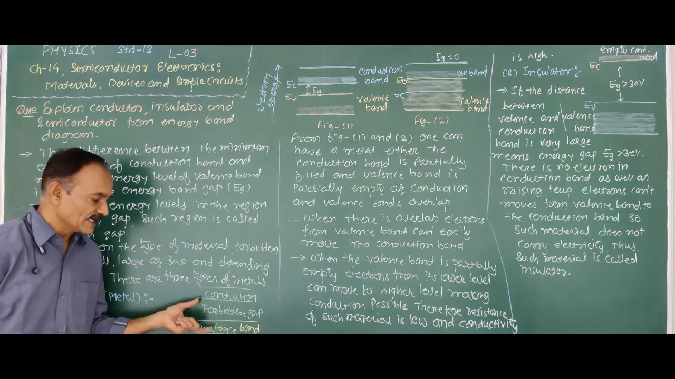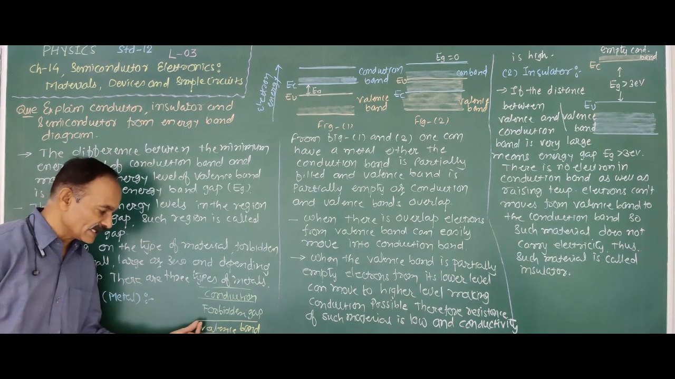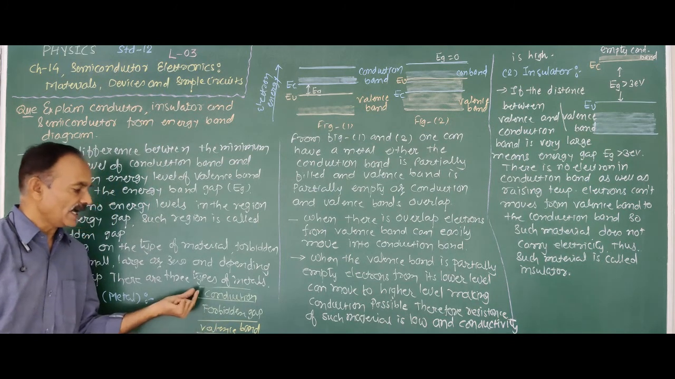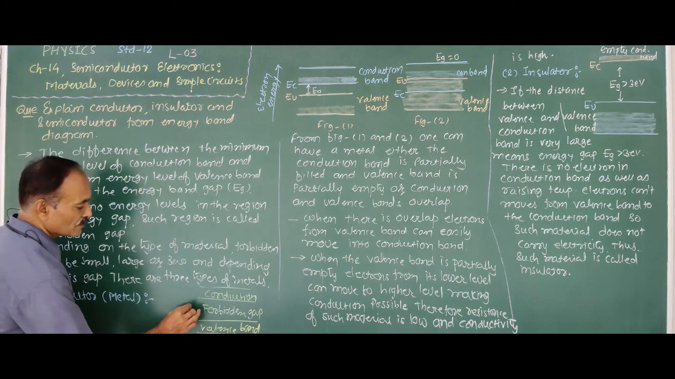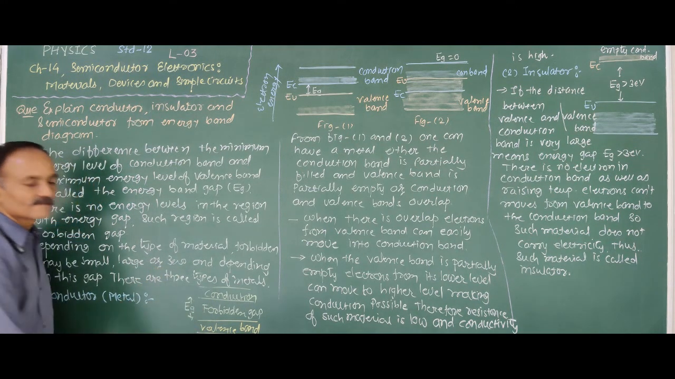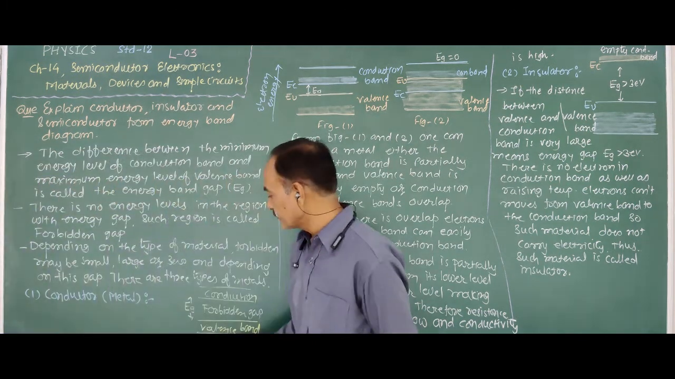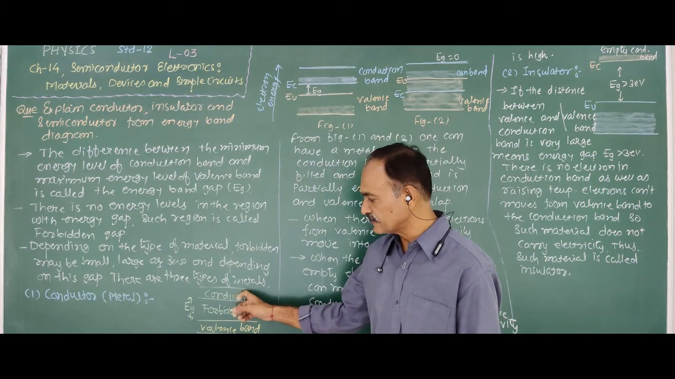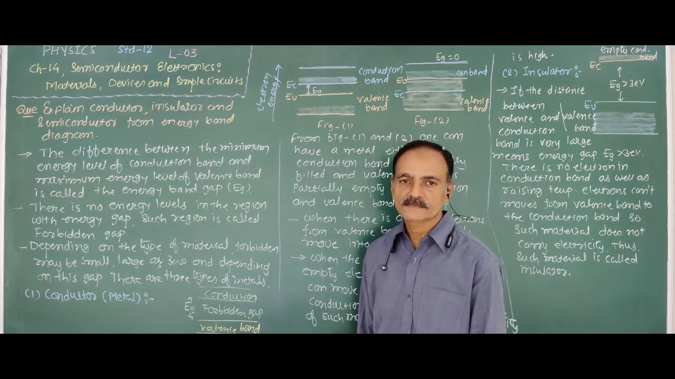The difference of energy between the maximum energy level of the valence band and the minimum energy level of the conduction band is known as the band gap energy, EG. We already discussed this in an earlier lecture: the valence band, conduction band, forbidden gap and band gap energy.